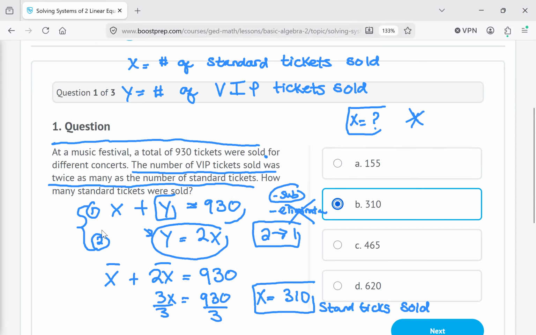Then I ask myself, should I use substitution or elimination? Because one of my equations has the letter by itself, I'm going to do substitution, and I'm going to substitute equation two back into equation one. And when I did the algebra, I get 310. Okay, that's it. It does take a little bit of time, so just keep on practicing. But if you need a little bit of refresher on how to do the substitution or elimination method, there is a supplementary video on that. I'm going to move on to question two.